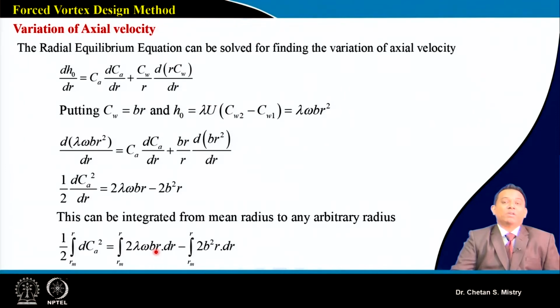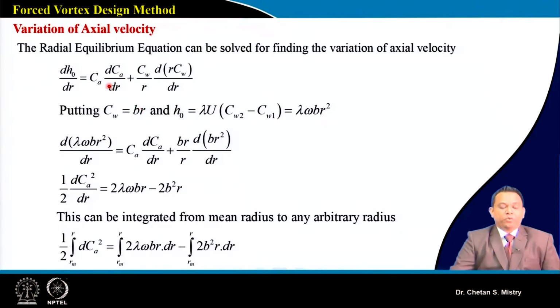We have discussed that if one of the parameters is kept constant, the other parameters can be calculated using the radial equilibrium equation. So that's what we are doing here. This is my fundamental equation: dH0 by dr equals Ca into dCa by dr plus Cw by r into d(Cw r) by dr. Here H0 is lambda omega b r square, which we calculated earlier, and similarly Cw we put as b into r.